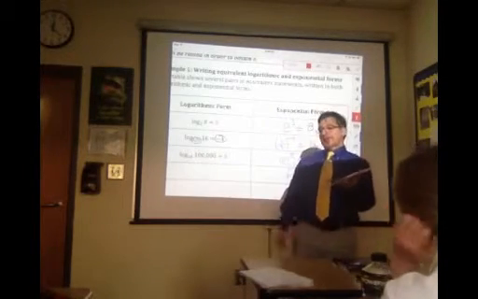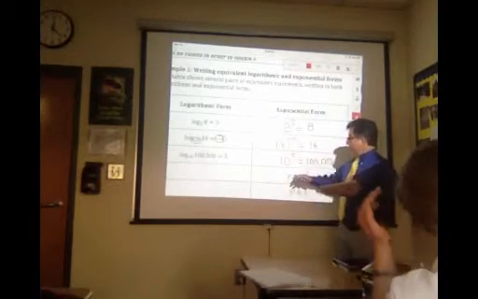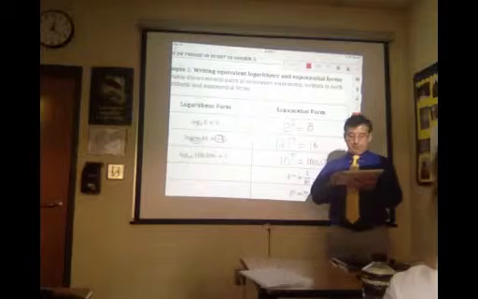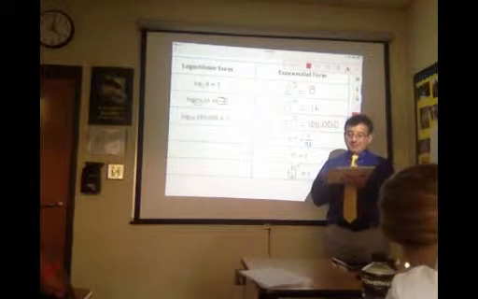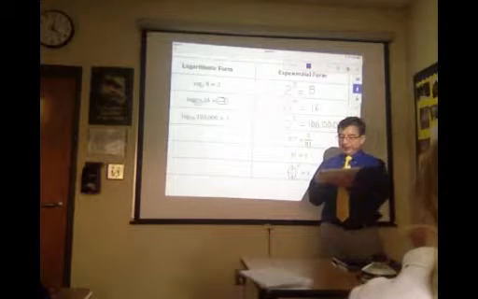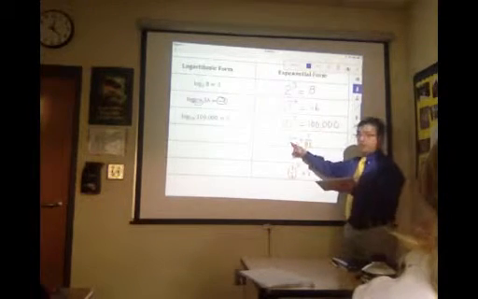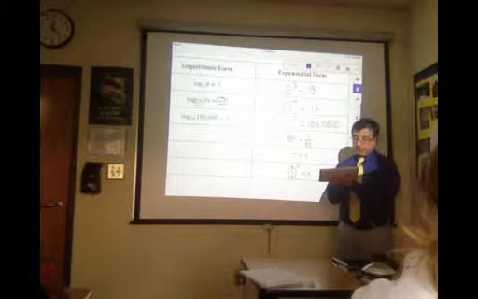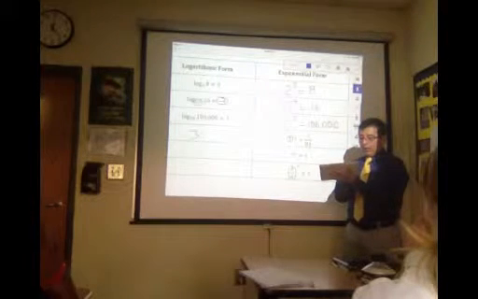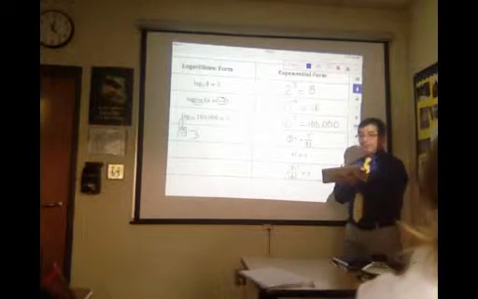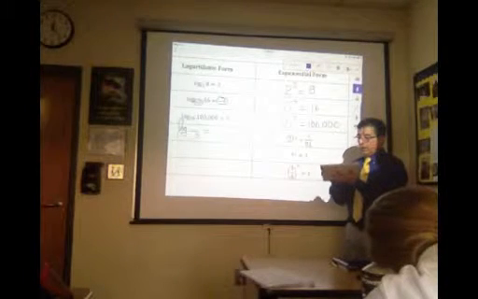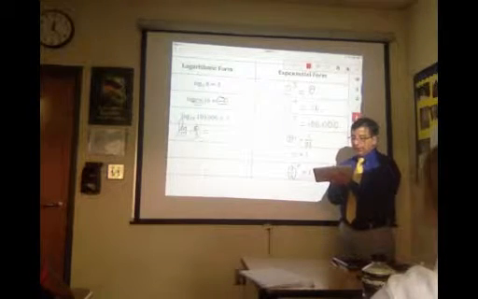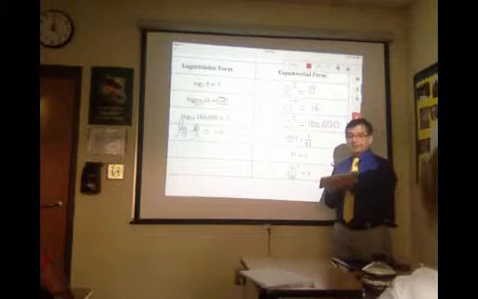Okay, next one. For the next problem, we have the exponential form. We need to rewrite it in the logarithmic form. What is the base? The base is 3, because this base has the power. So 3 is the base. Of course, we need to put log on base 3. And then 1/81 is the argument, is equal to -4. Great job.